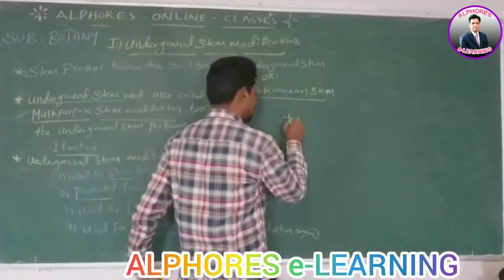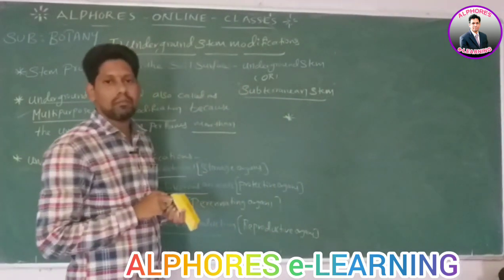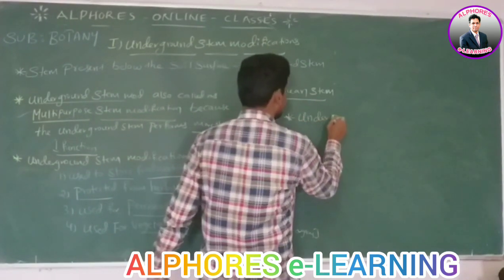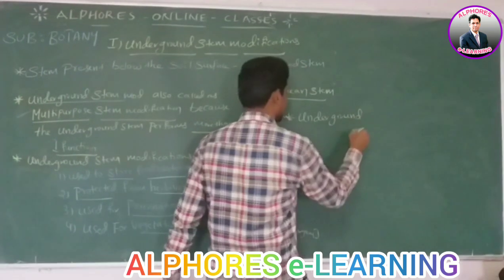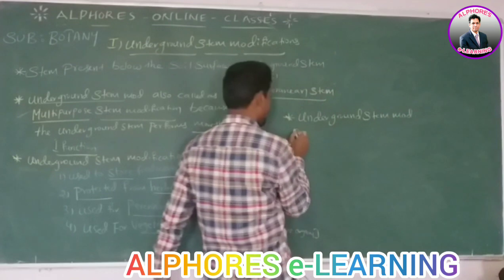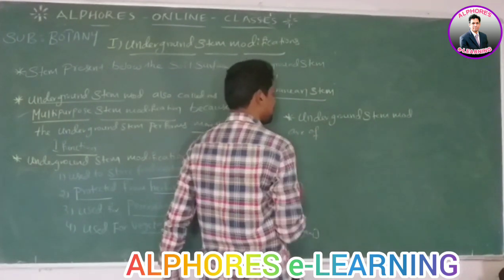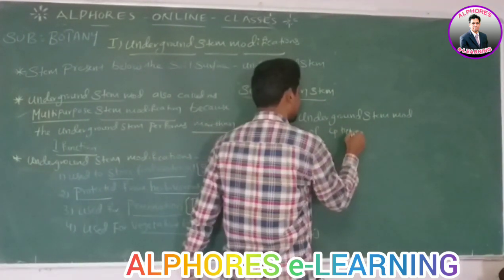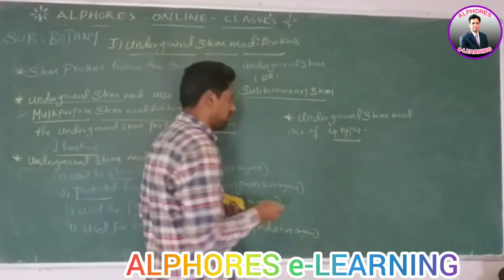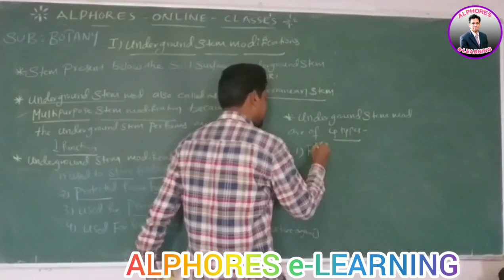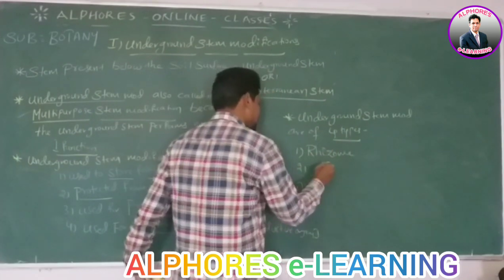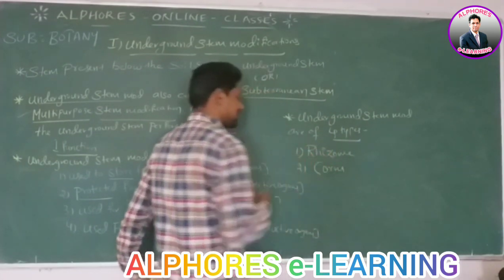Is it okay? Now listen to this statement. Underground stem modifications are of 4 types. Underground stem modifications are of how many types? 4 types. What are the 4 types of underground stem modifications? First one is a rhizome. What is the first one? Rhizome. Second one is corm.